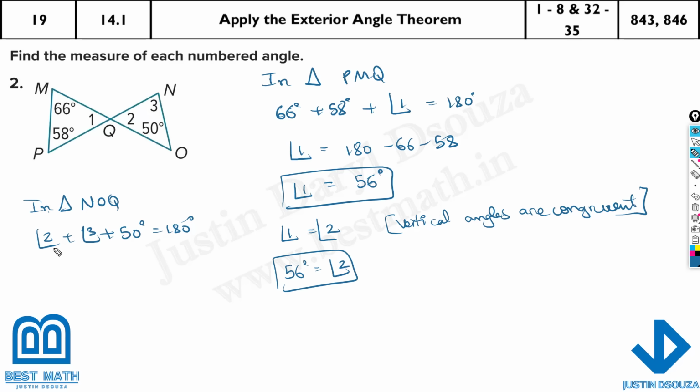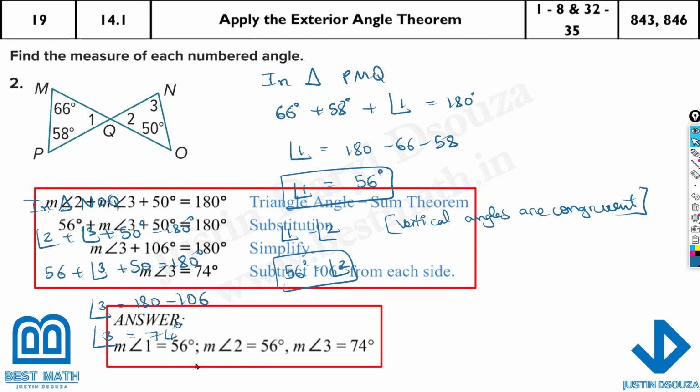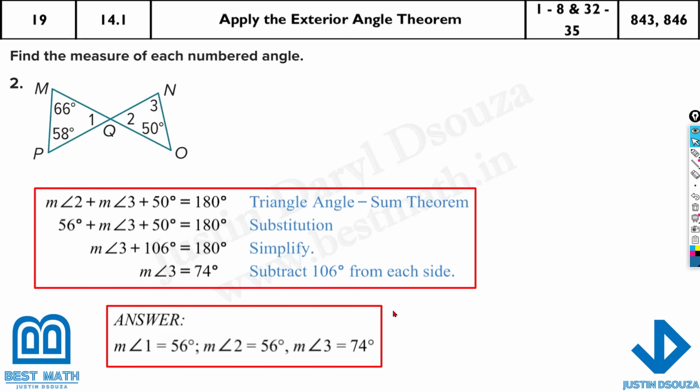Now that means I can substitute the value of 2. It's 56 plus, this is the only unknown, plus 50 is equal to 180 degrees. So measure of angle 3 will be equal to 180 minus, you can just sum them up, it's 106 here. It'll be minus 106. So that's going to be 74 degrees. So here we go. That will be the answer. If you write so much, you should get full marks. So here we have the answers 56, 56, and 54, and 74.